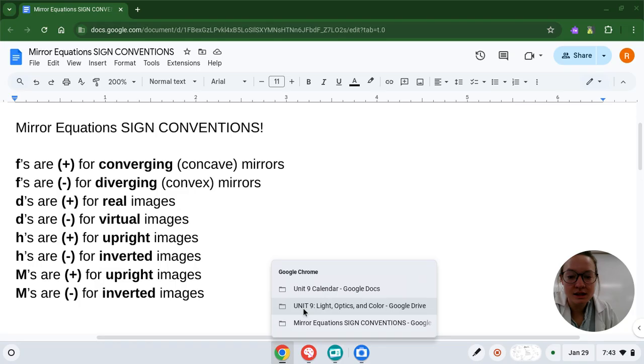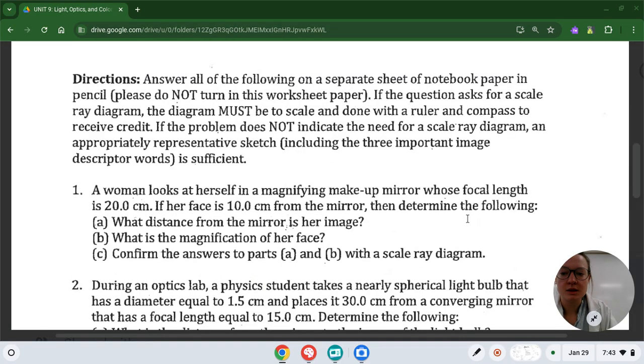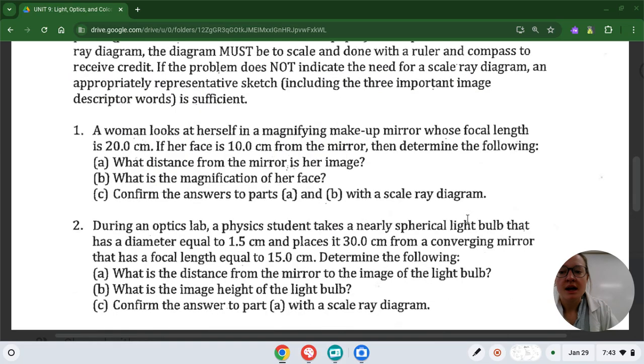Here we have a problem. This is from the Mirror Equations worksheet. We'll take a look at number 1 together. That says, a woman looks at herself in a magnifying makeup mirror whose focal length is 20 centimeters. If her face is 10 centimeters from the mirror, then determine the following. What distance from the mirror is her image? What is the magnification of her face? And then we're supposed to confirm the answers to parts A and B with a scale ray diagram. Let's take a look here.